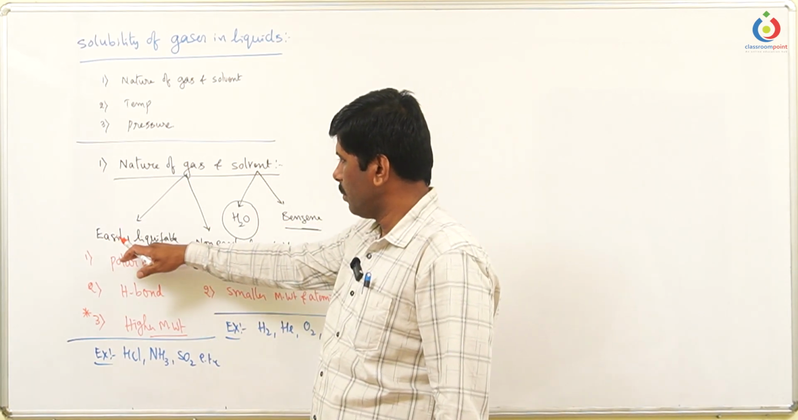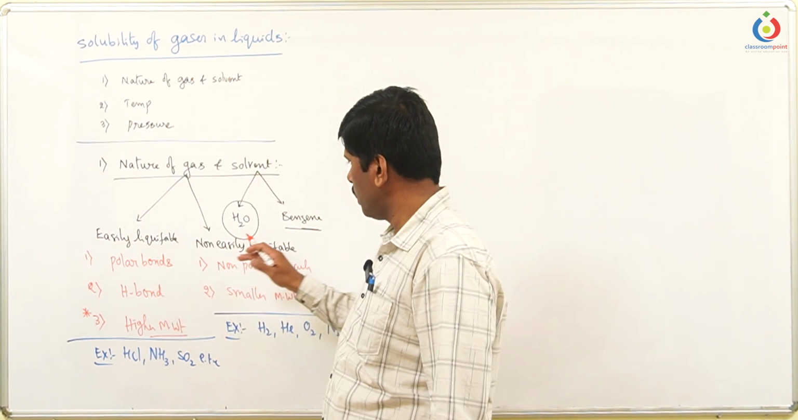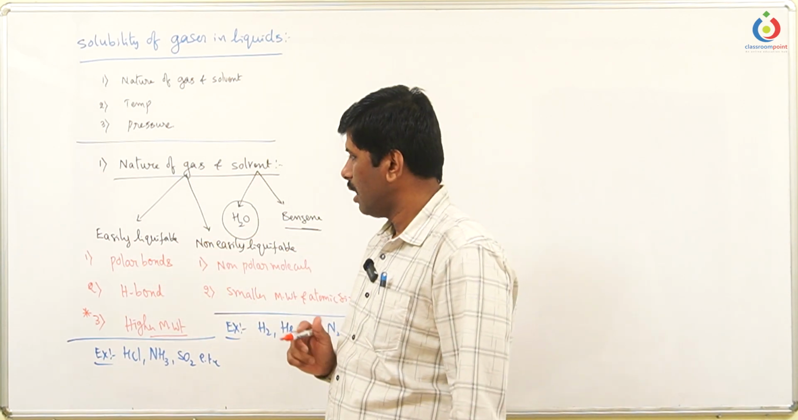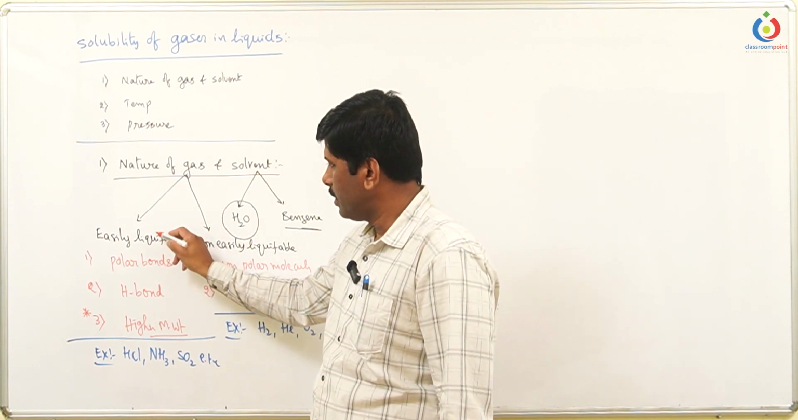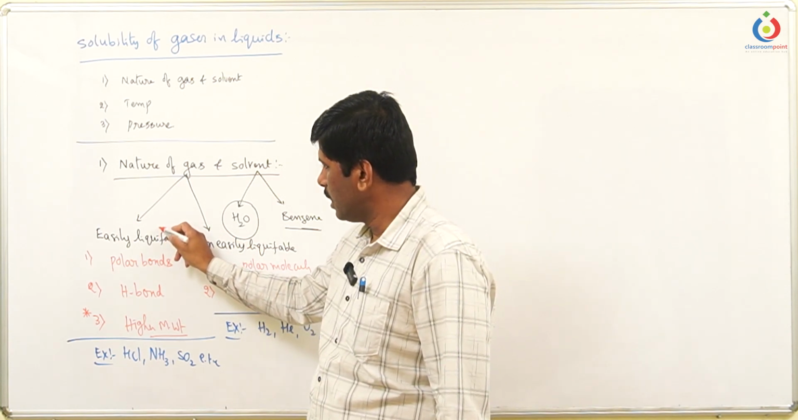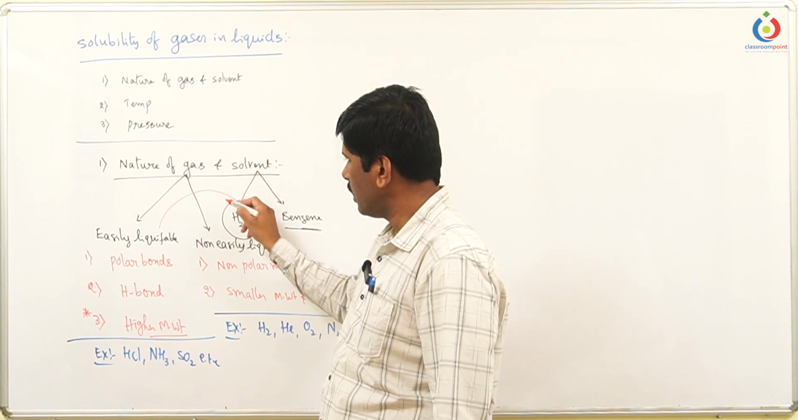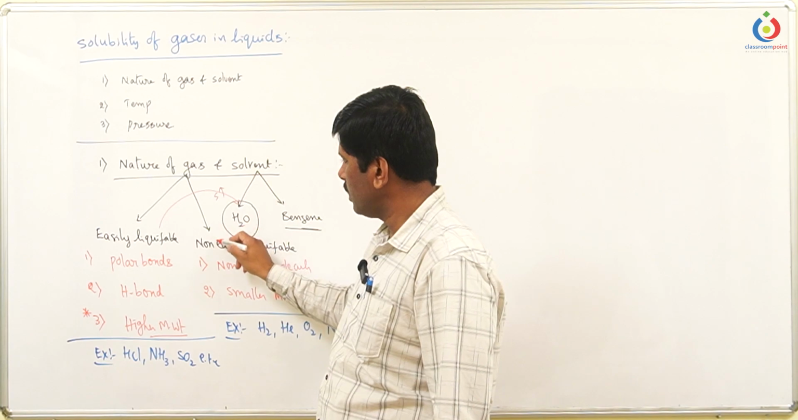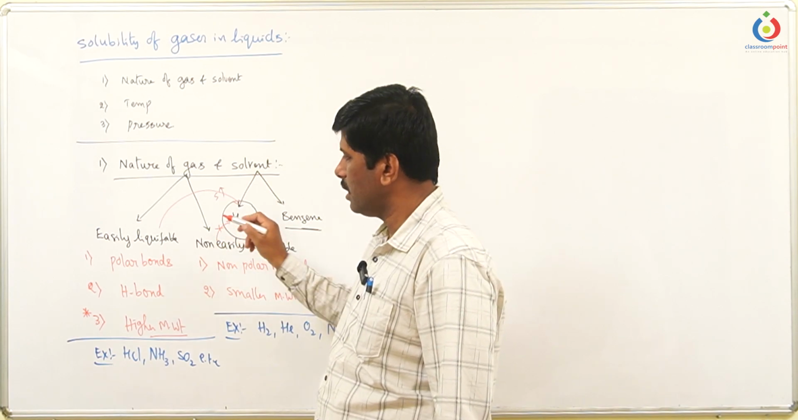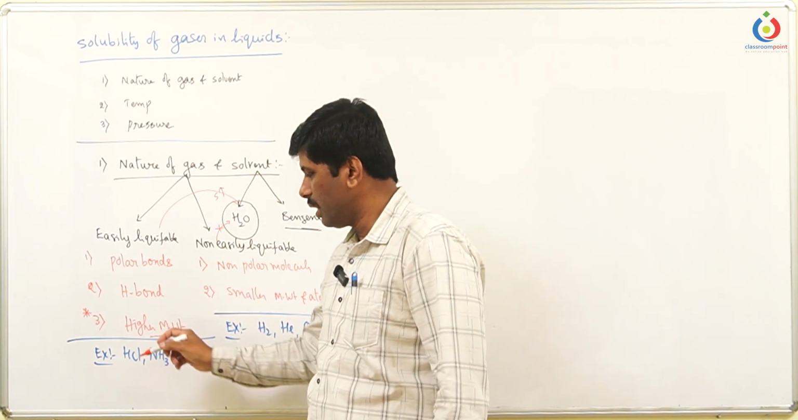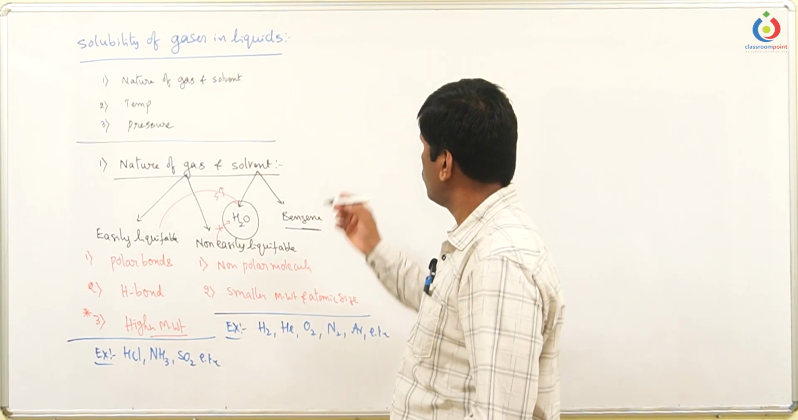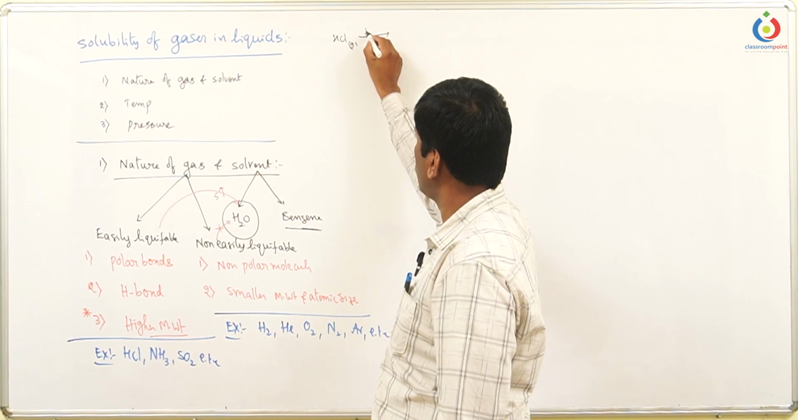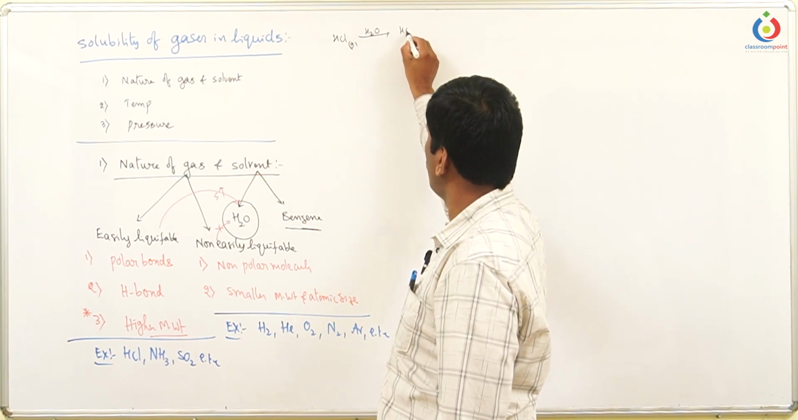So easily liquefiable gases are more soluble in water than non-easily liquefiable gases. Moreover, whichever gas we take, if it is able to react with the solvent, then its solubility is higher. If it does not react with the solvent, then its solubility is less. Now if we take hydrogen chloride, when you add hydrogen chloride gas to water, it forms hydrochloric acid.